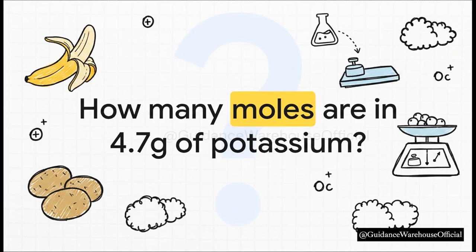According to the USDA, the estimated average requirement for dietary potassium is 4.7 grams a day. So if you eat a banana and some potatoes to hit that goal, how many moles of potassium are you actually consuming? Apply our rule. Take the mass you have and divide it by the molar mass.